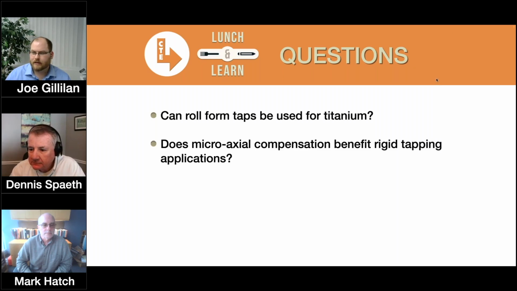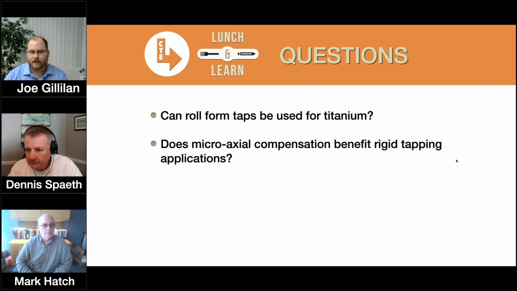Okay. So with a rigid tapping cycle, as we said in the webinar, the machine spindle rotation and feed rate are synchronized to match a specific thread pitch. So in a perfect situation, the thread would be perfect every time if the synchronization could be perfect. But the reality is, no matter how new the machine, how good the machine, how good your encoders are on the spindle, there's always a very micro discrepancy between where the tap is and where the machine believes the tap is.